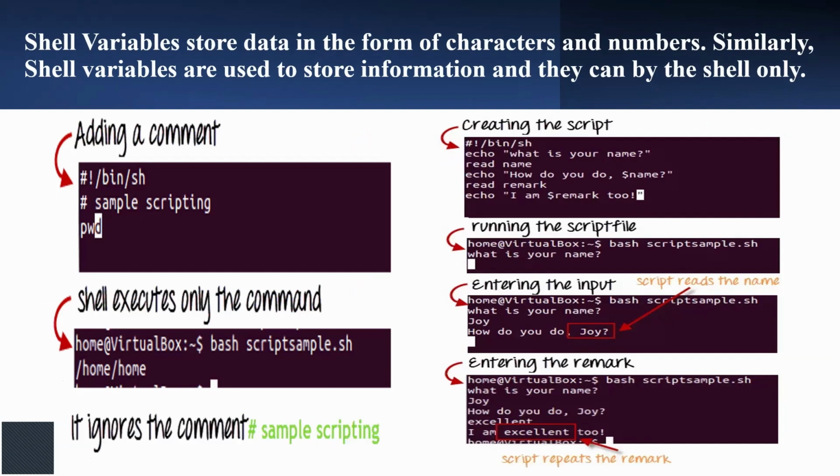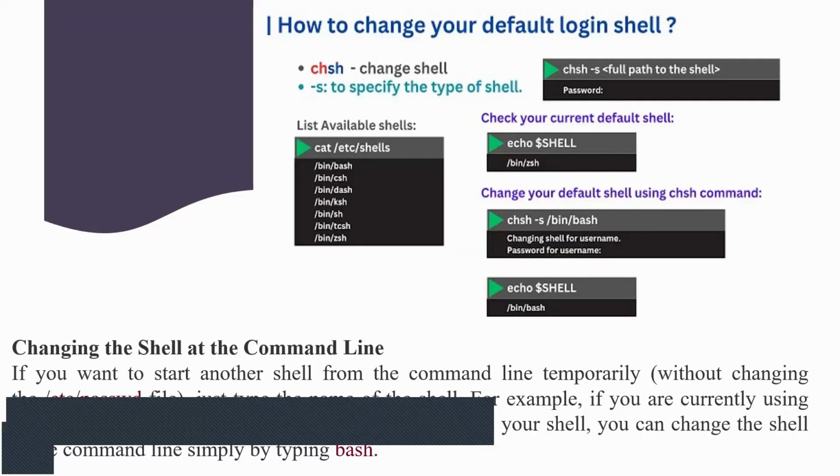Again, shell variables store information in the form of characters and numbers, and they are used to store information that is available to the shell only. We have various variables and various shells, and a detailed video on these is also available on the YouTube channel. You may explore it.